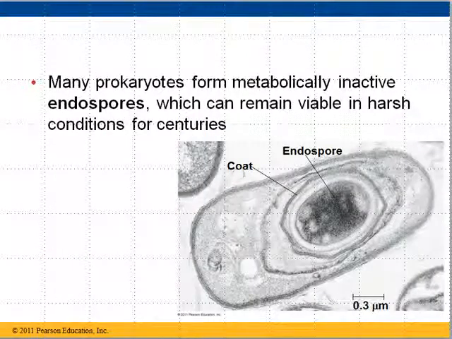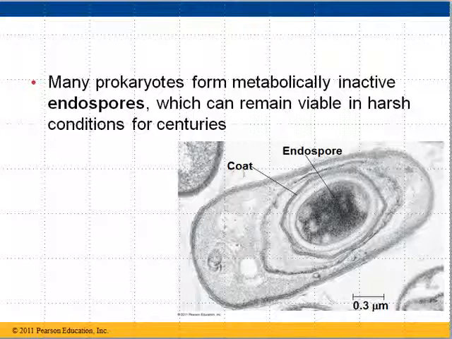But what about when conditions are poor, when they don't have enough nutrients or the temperature isn't right? Well, they have an amazing ability, prokaryotes do, to form what we call metabolically inactive endospores. And think of an endospore kind of as a seed, a bacteria seed, and that seed, that endospore, can remain viable in pretty harsh conditions for a long time, and in some cases hundreds of years, centuries.